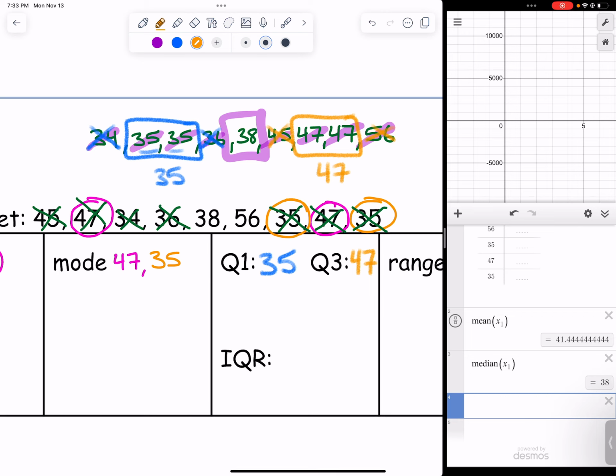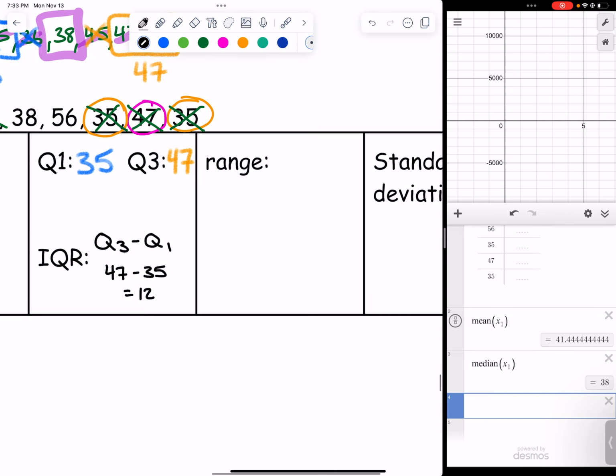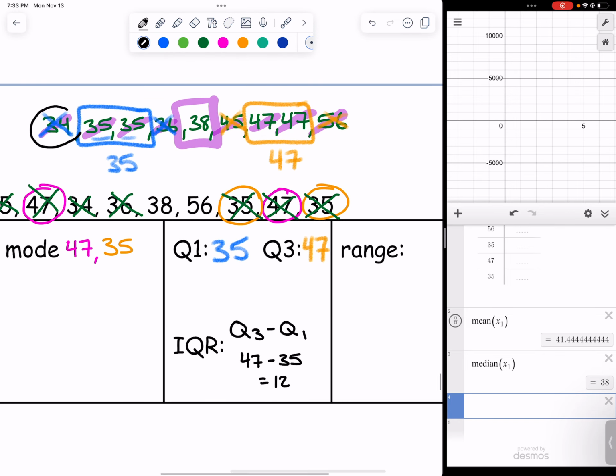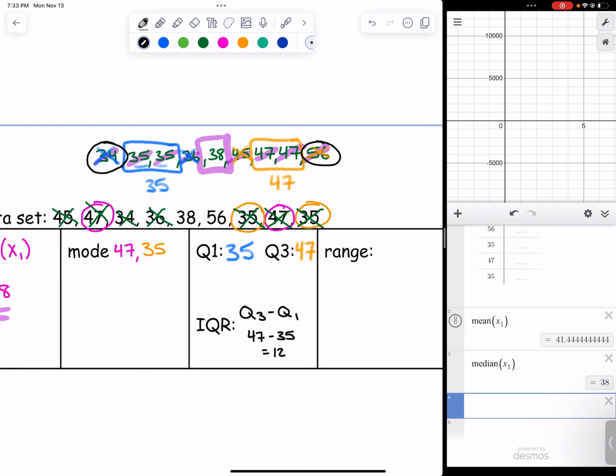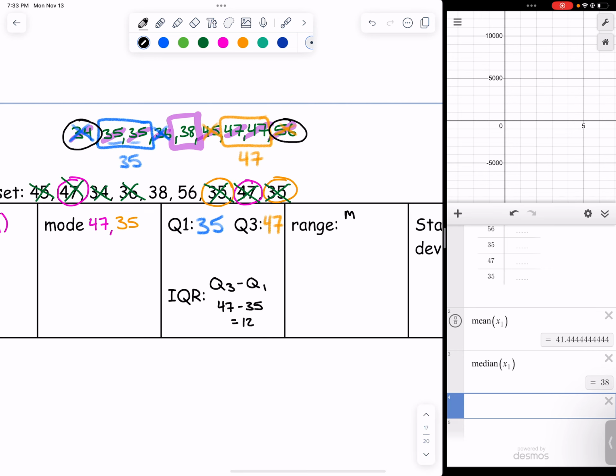Okay, then interquartile range is to just take Q3 minus Q1. So 47 minus 35 leaves me with 12. And last but not least, the range. So I've already got the minimum value and the maximum value. Kind of messy, but I can still see that the minimum is 34 and the maximum was 56. So I just need to say 56 minus 34 is 22. So the range of my data was 22.